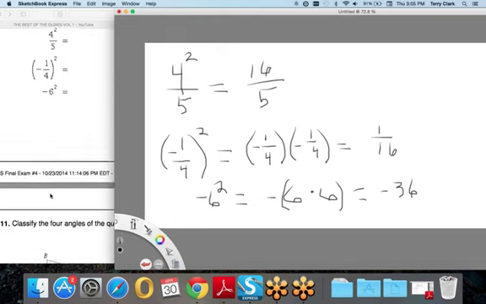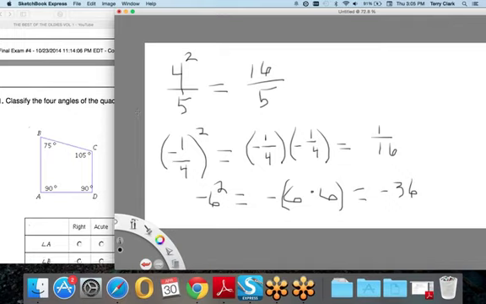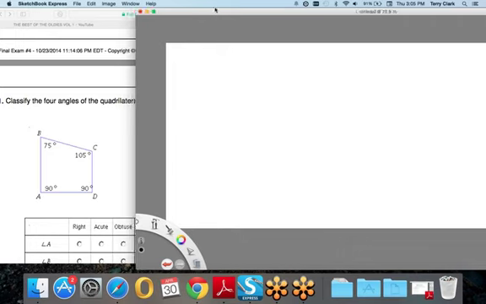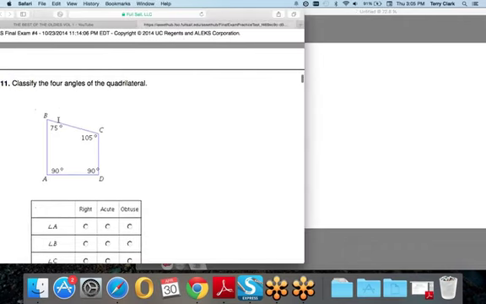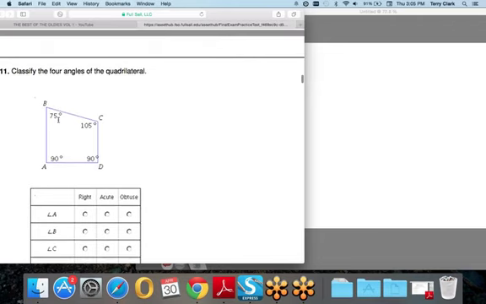Okay, if not, let's move on to 11. Okay, 11 says classify the four angles of the quadrilateral.